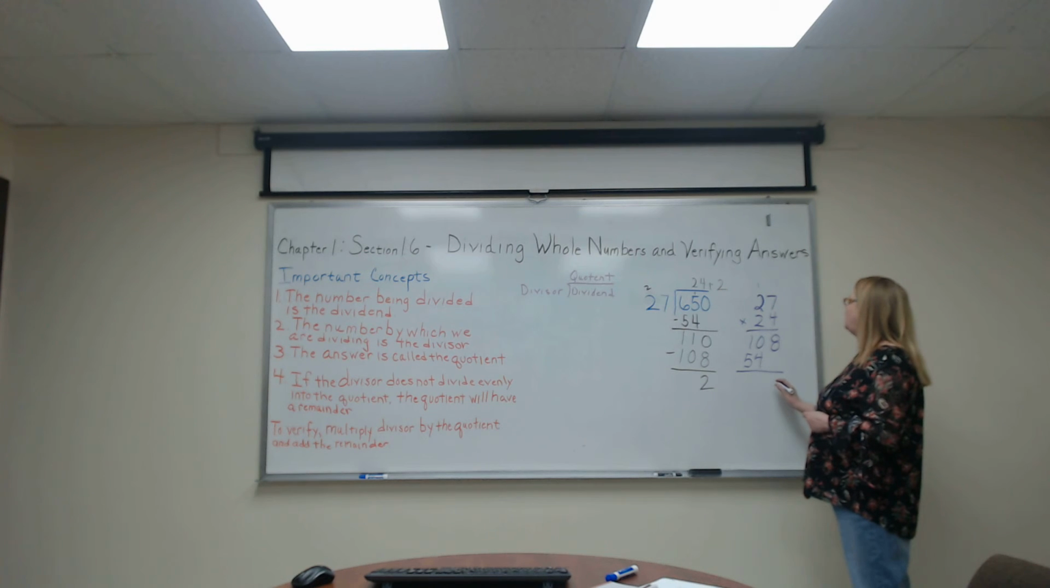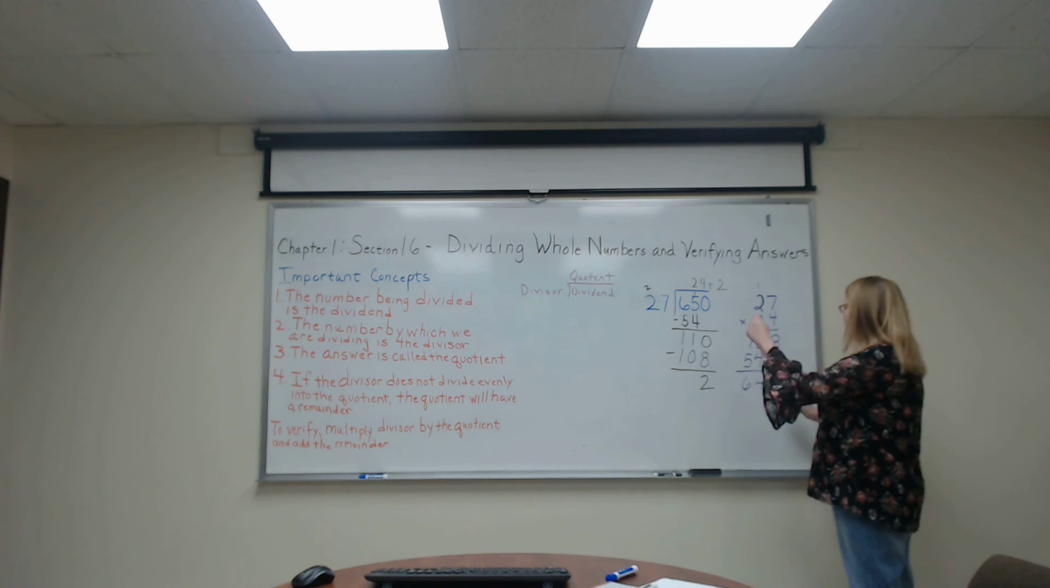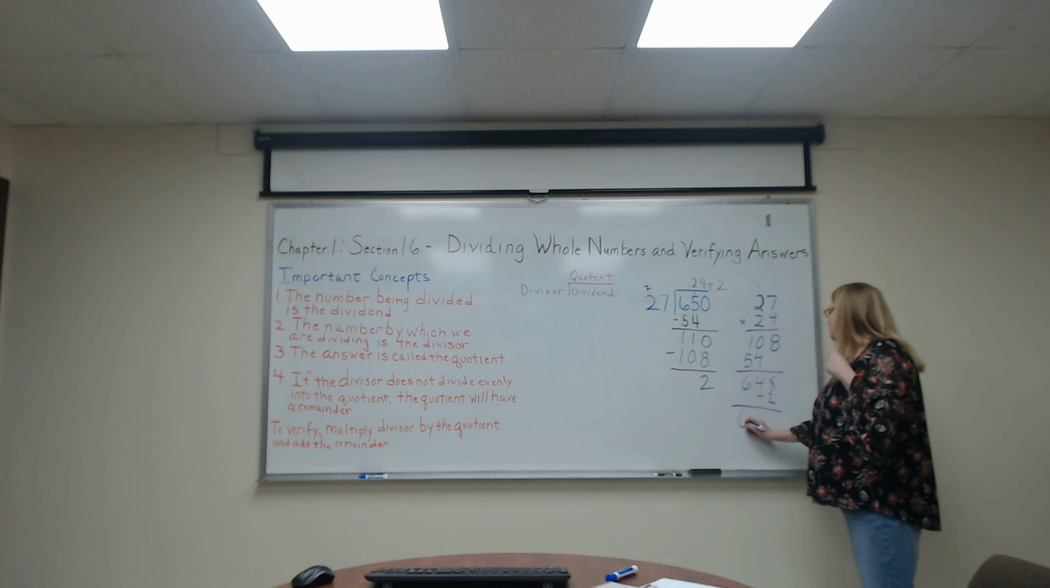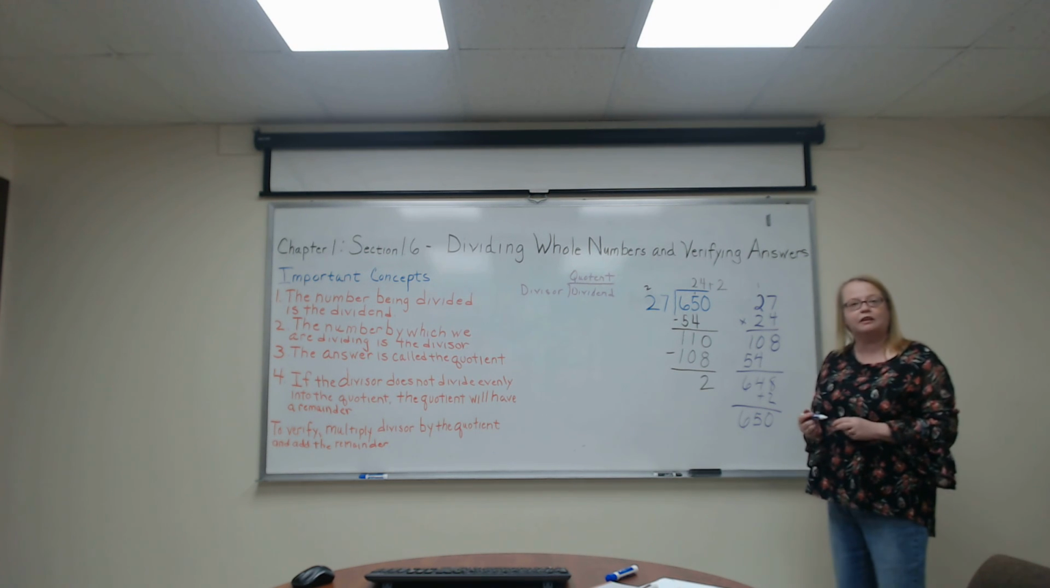Then we get 8, 4, and 6. But then we have our remainder of 2, so we have to remember to add our remainder of 2. And we get 650. So we know we divided correctly.